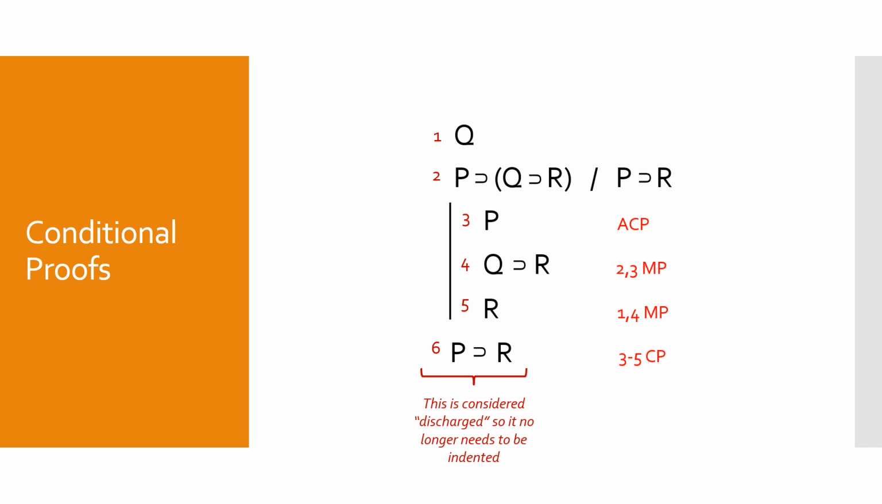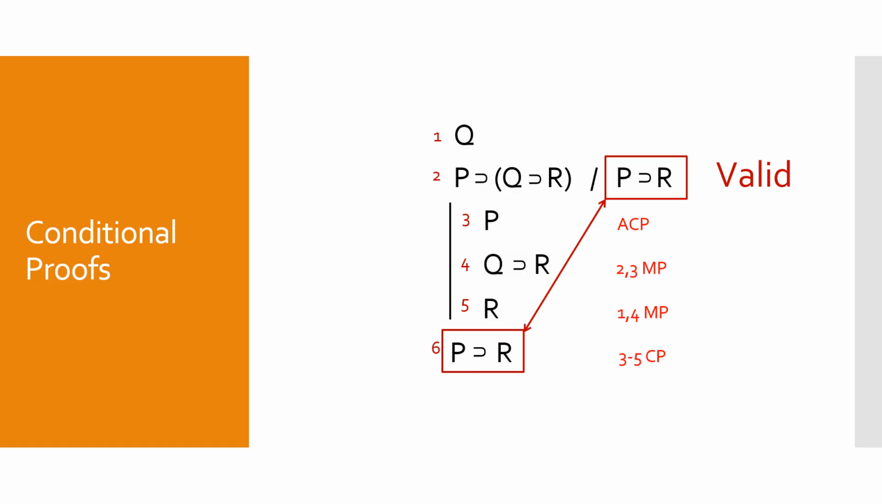Notice too that line 6 here is no longer indented. This is because we've ended our conditional proof sequence, and so we call this now discharged from the conditional proof. And that means it no longer needs to be indented. The conditional proof sequence starts with an assumption, and the final result of the conditional proof sequence is this conditional statement. That is why line 6 must be justified by listing this entire sequence. And of course, what the proof shows is that the conclusion can be validly derived from our original premises.